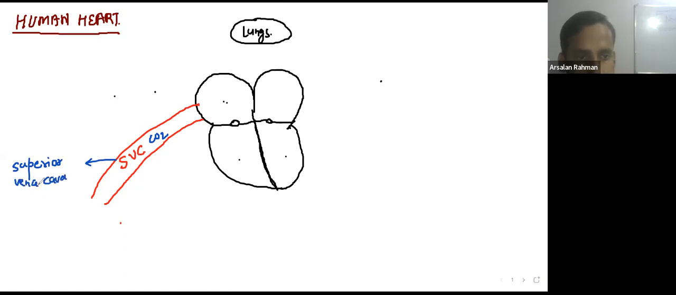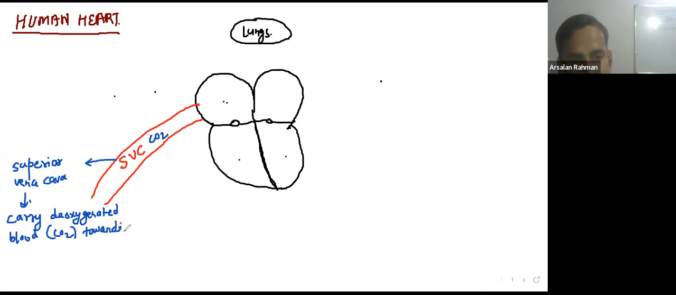Superior vena cava. What is its function? Carry deoxygenated blood. What is the meaning of deoxygenated blood? Deoxygenated blood, that is blood with CO2, towards the heart from the lower body part.